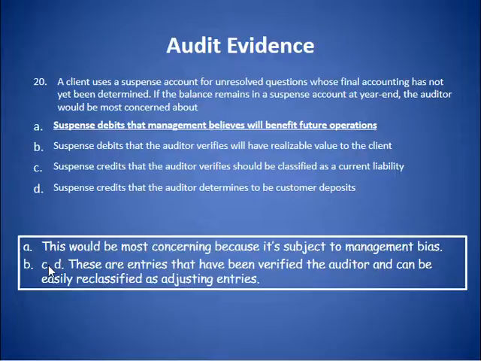And the reason this would be the most concerning is basically because it's subject to management bias, management judgment. If we take a look at B, C, and D, these are all entries that have been or can be verified by the auditor and can be easily reclassified as adjusting entries.